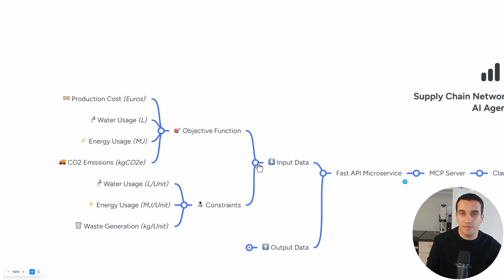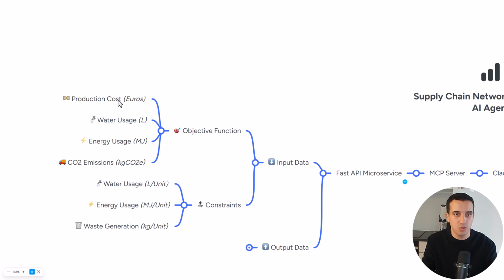In the input, we have the objective function, like the different buttons that I showed you in the web application. So you can minimize the production cost, the water usage, the energy usage, or the CO2 emissions. And then you have some additional constraints that you can add: maximum water usage, maximum energy usage, and maximum waste generation. In the previous example that I showed you, these constraints were so high that they were not actually additional constraints. But if you decide to put them, then you would activate the option in the FastAPI microservice, and it would change the objective function.